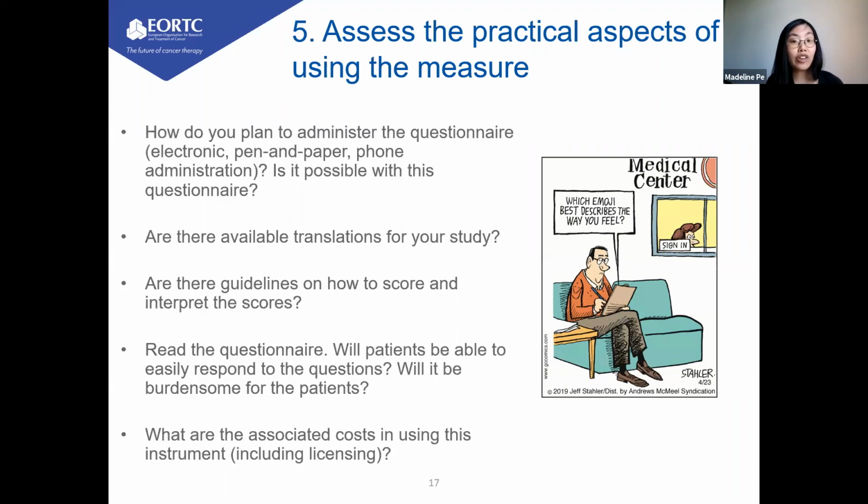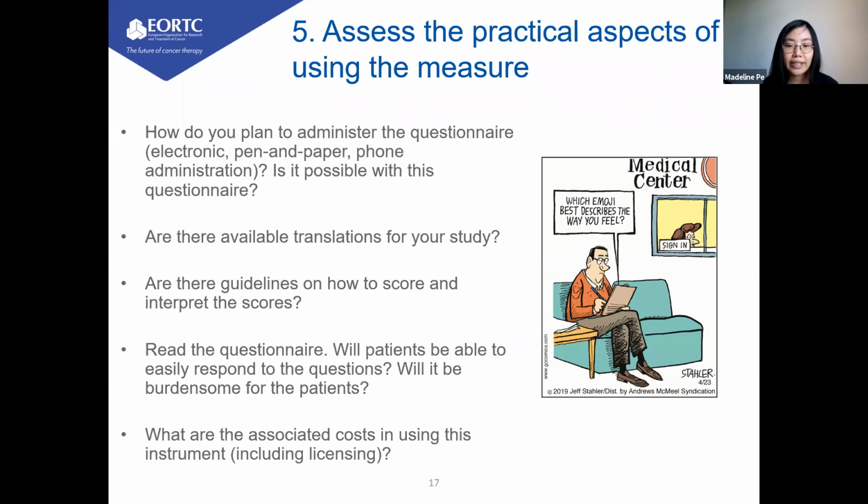And then you want to ask, are there available translations for your study? Are there guidelines on how to score and interpret the scores? And we always say, please, please, please read the questionnaire. Will patients be able to easily respond to these questions, or will it be burdensome for the patients? And sometimes there are associated costs in using a questionnaire, so don't underestimate that as well. So what are the associated costs if you want to use a certain questionnaire, including some licensing issues?